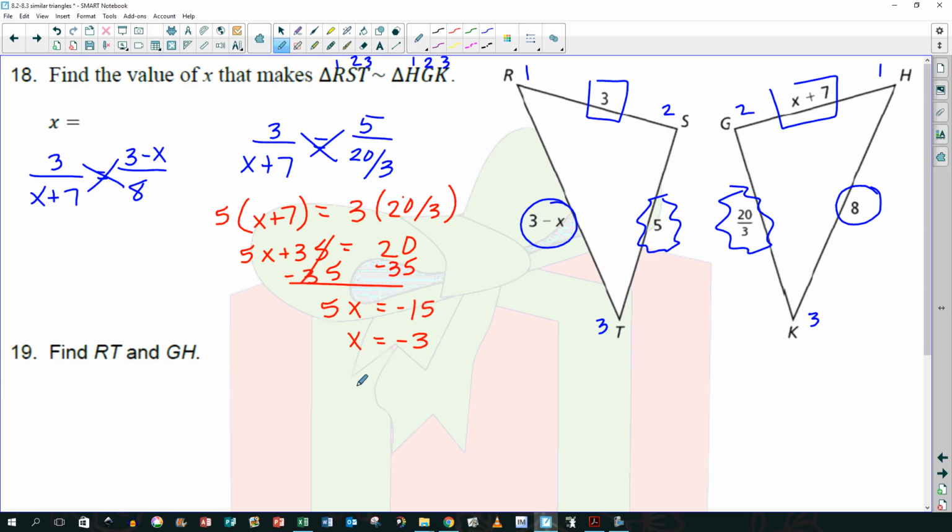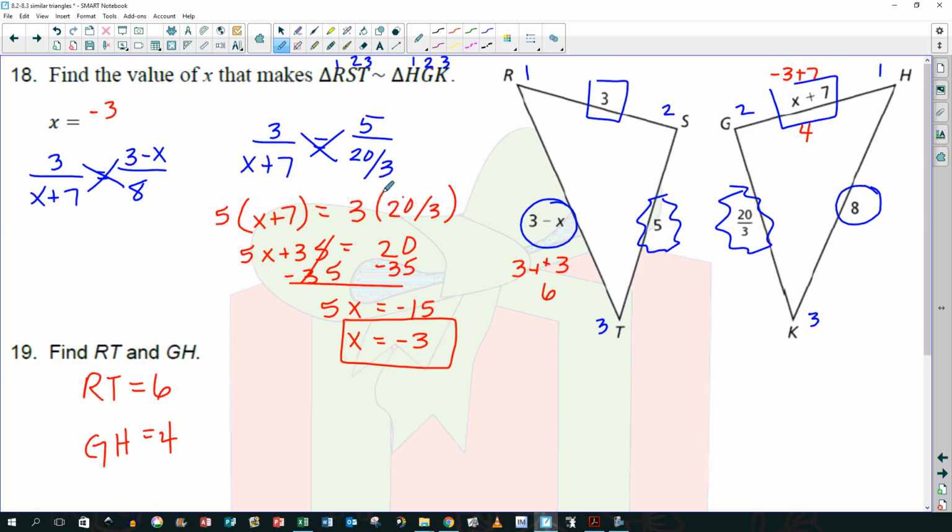So we go through and, let's see. All right, so we're finding out that x is negative 3. All right, so what is x? X is negative 3. So if I plug negative 3 in, so I've got 3 minus negative 3, which means 3 plus 3. So this side is 6. Negative 3 plus 7 is 4. So RT is 6. GH is 4.